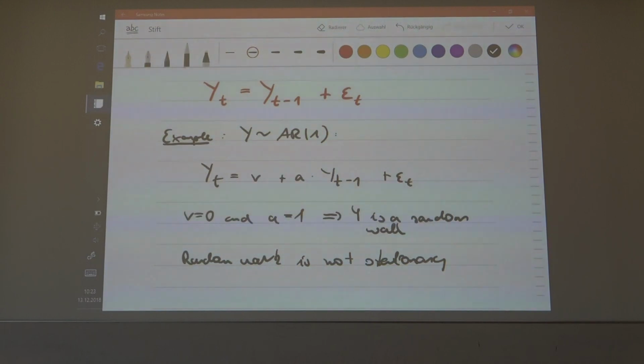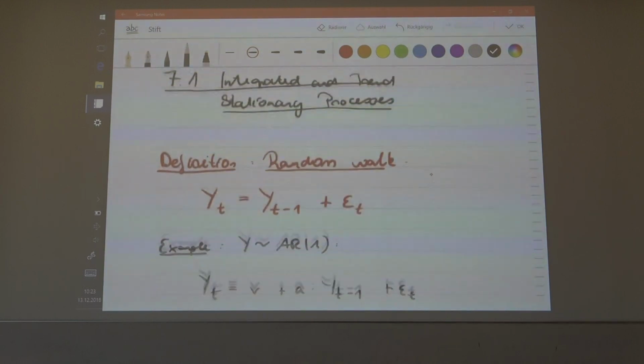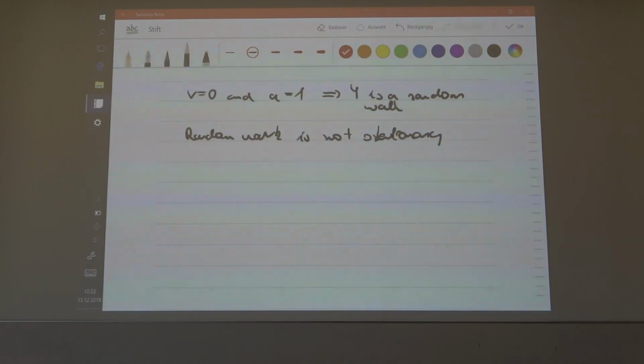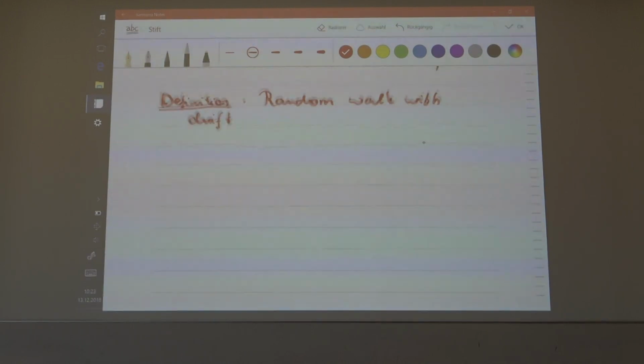Now, we're going to look at certain properties here, but let me first add another process, another definition. This is going to be the random walk with drift. This is the second definition. In most cases, this is just a more general case.